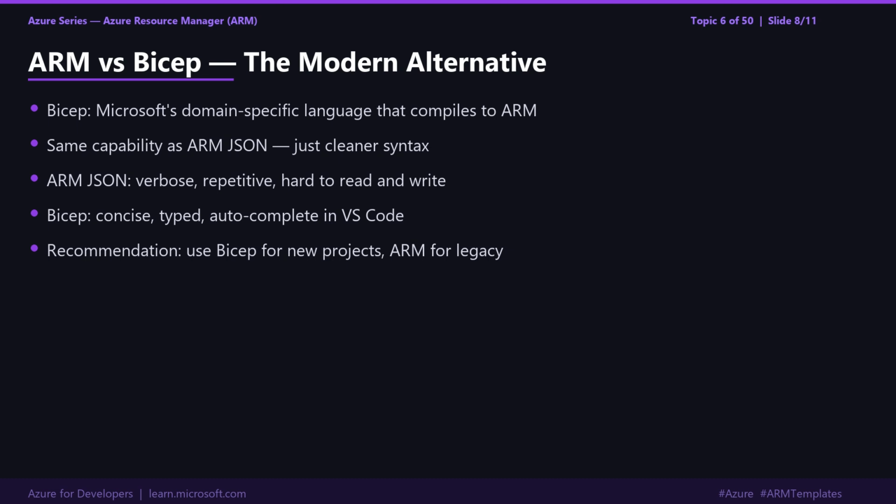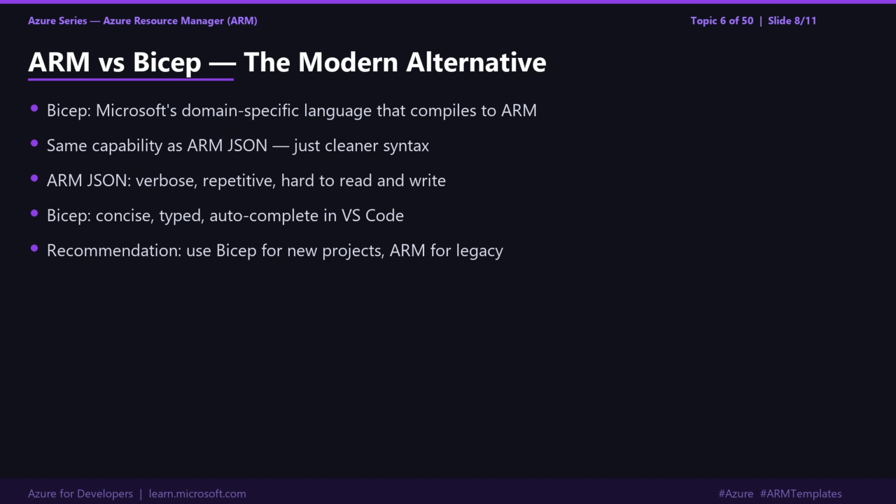If you find ARM template JSON verbose and repetitive, and most developers do, Microsoft created Bicep as a better way to write the same infrastructure definitions. Bicep is a domain-specific language that compiles down to ARM JSON.